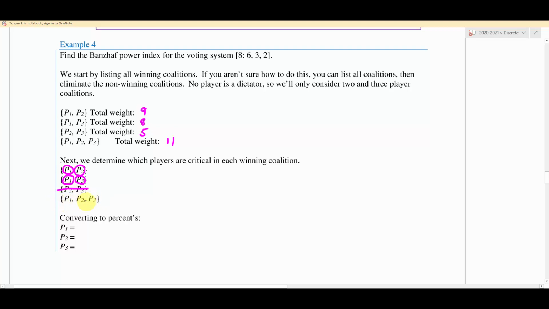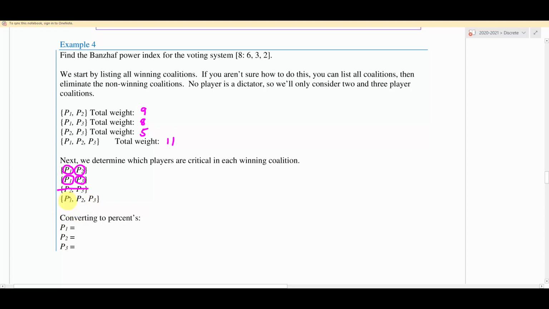And then I'm going to go to my 3-person coalition, and let's pretend that player 3 gets upset and decides to leave. So now it's just player 1 and player 2, which gives them 9 votes. So that's enough, right? Player 3 is not really critical. We don't really need player 3 in this coalition to be successful. Let's say player 2 got upset and left. That would leave player 1 and player 3, and that gives you a total of 8 votes, right? 6 plus 2 is 8. So player 2 is not critical either. Player 2 could get upset and go, and player 1 and player 3 would be okay. They would still be able to pass their measure.